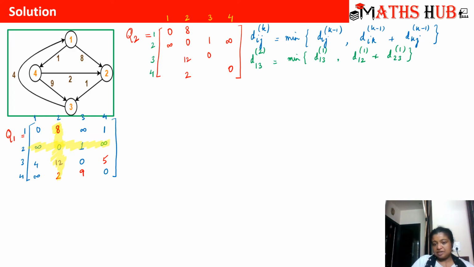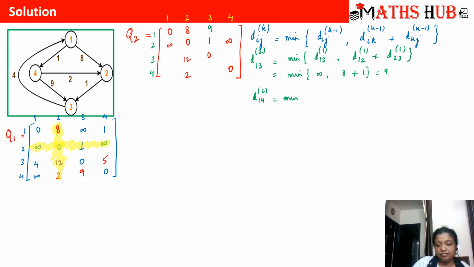So how much is this now? Minimum of D13. How much is D13 in the previous matrix? It is infinity. D12 is 8. D23 is 1. So you can see that the answer is 9. So we will write the answer 9 over here. Right? Now let us calculate the next one, that is D14 in the new matrix.